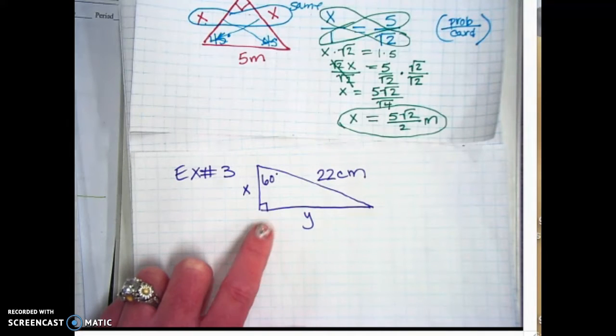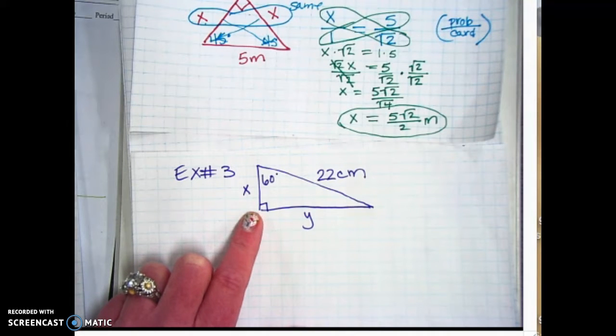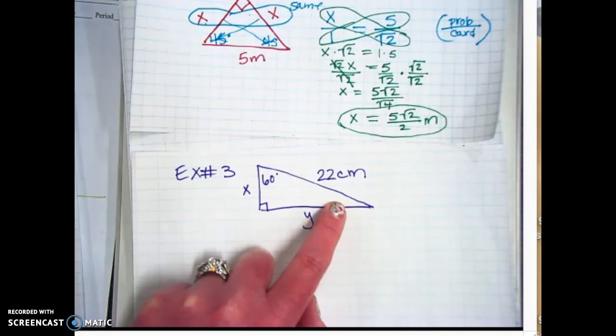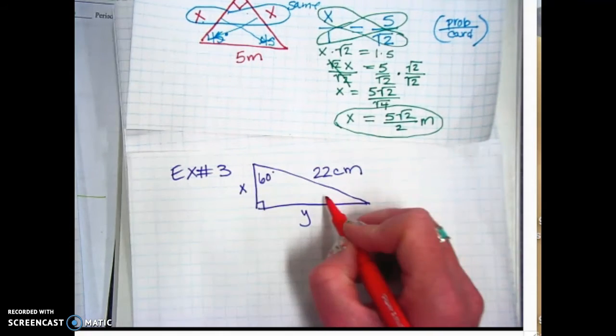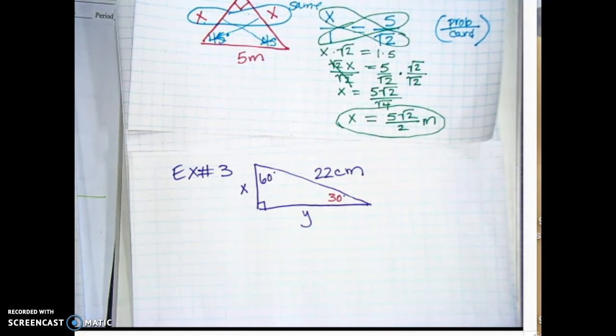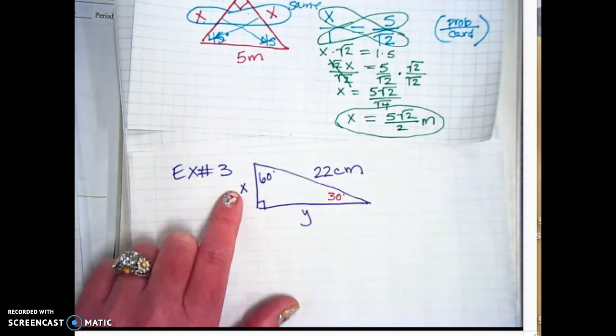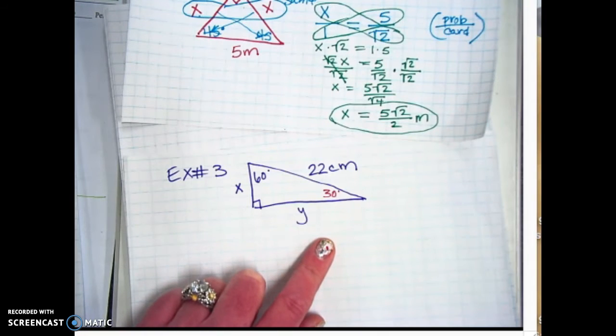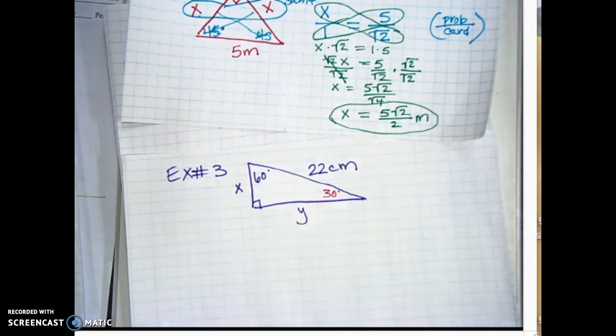Number 3, we see the little box, so we know it's a 90-degree or a right triangle, right? But we've got this 60 degrees right here. That makes this third one what? 30. Okay? The other thing we need to point out is now we have 2 variables. We have a side x and we have a side y. Okay? So you're going to need to set up 2 separate proportions and solve them each separately. Okay?